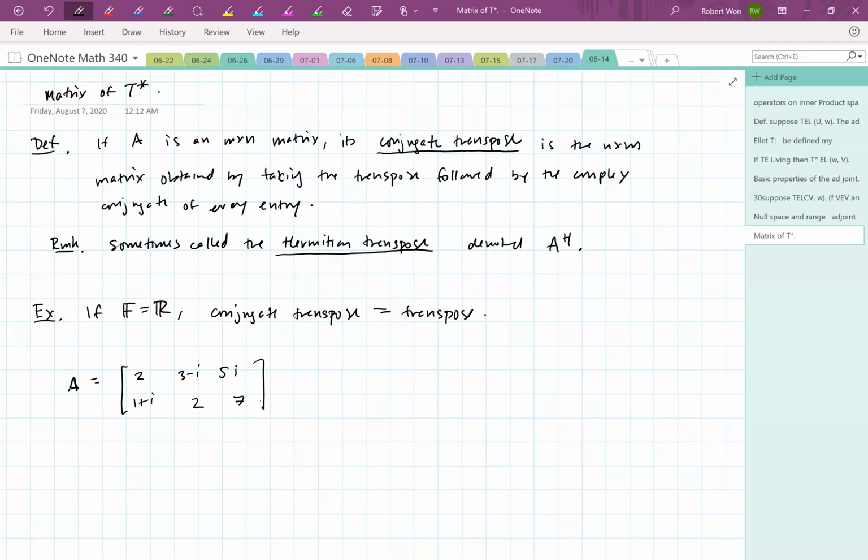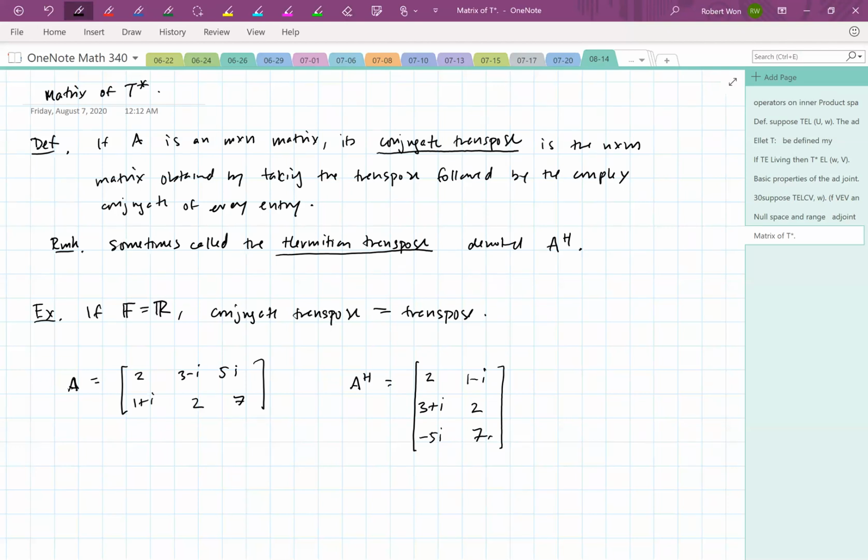I'll use this notation that I said I won't use. In general, I won't use this Hermitian transpose notation. But first thing you do is take the transpose, so it's going to be a 3 by 2 matrix. Then for each entry, I'll take the complex conjugate: 2, 3 plus i, negative 5i, 1 minus i, 2, 7. The reason I'm introducing this is because it's somehow going to be related to the matrix of the adjoint map.